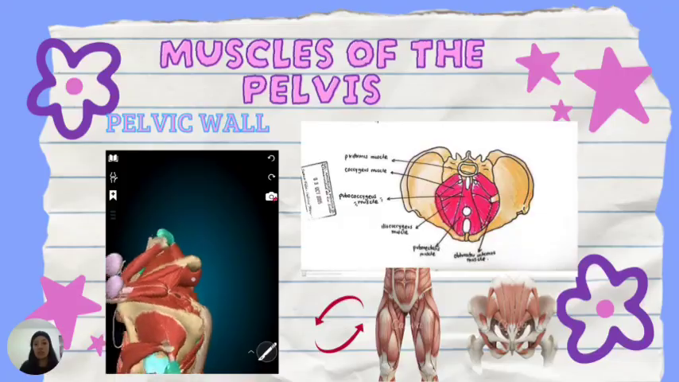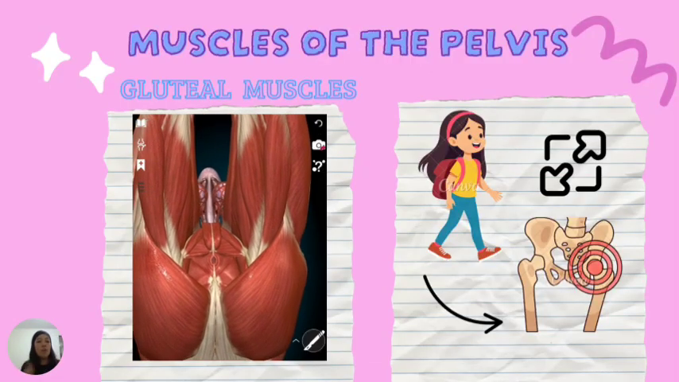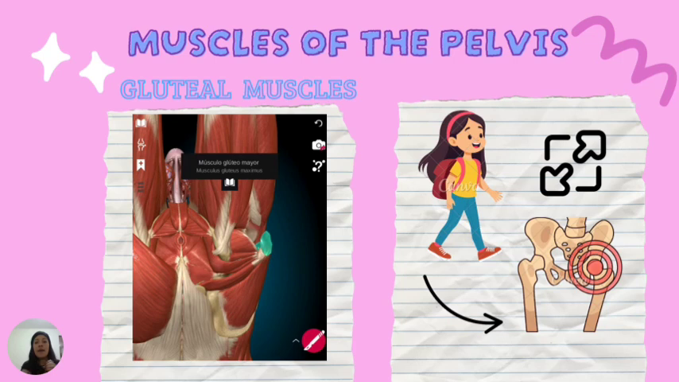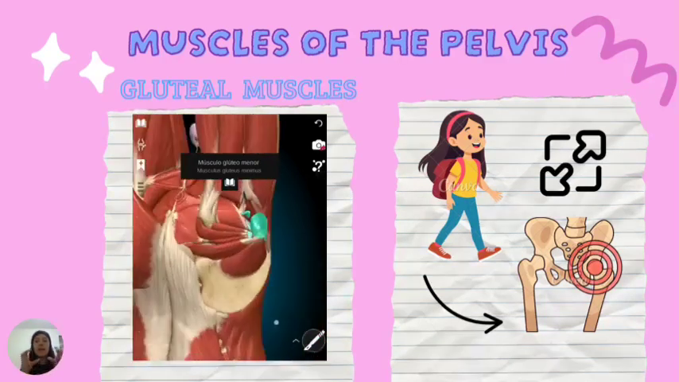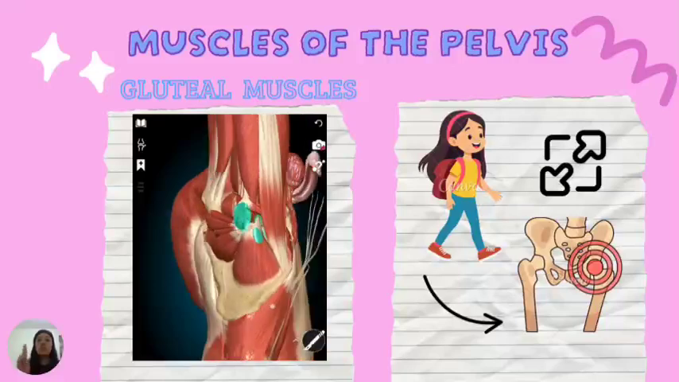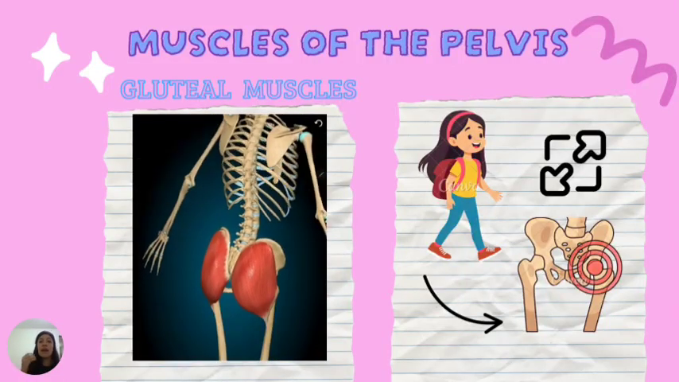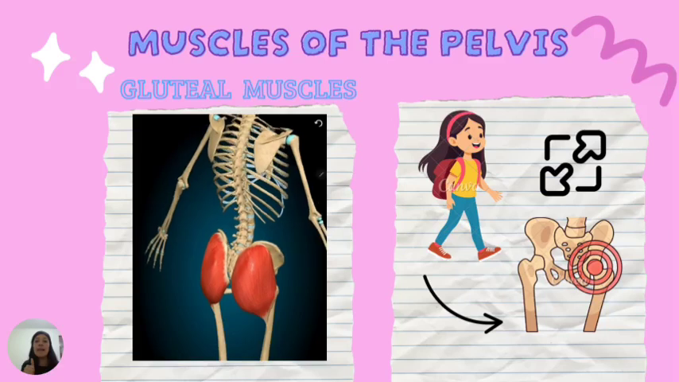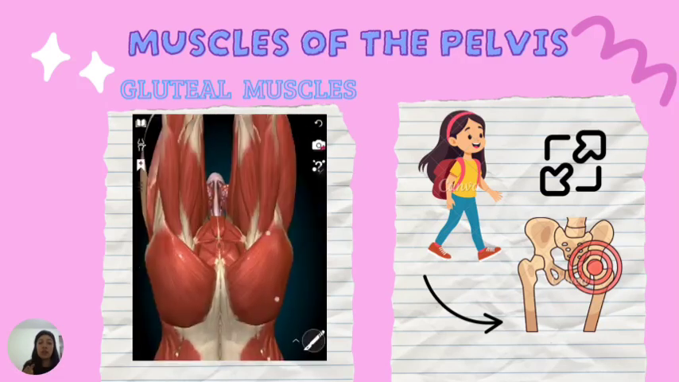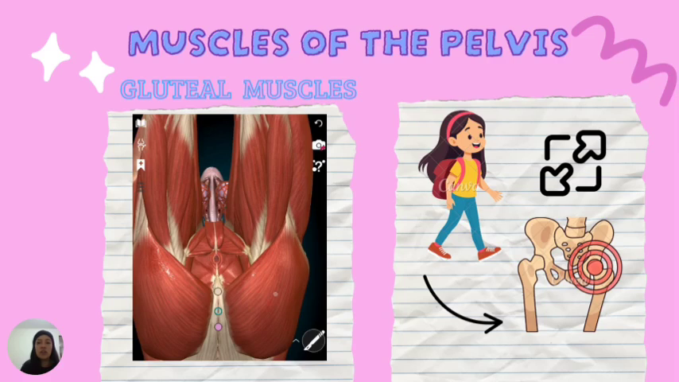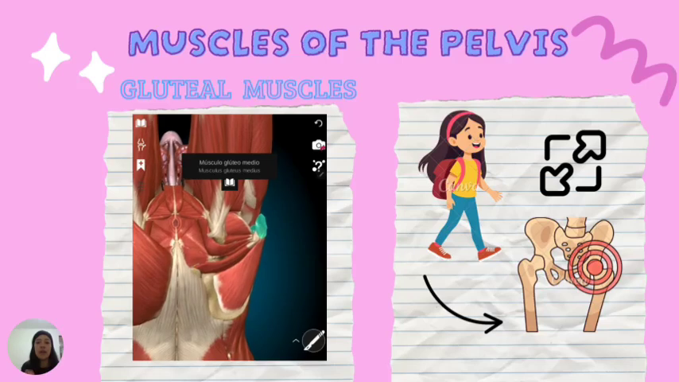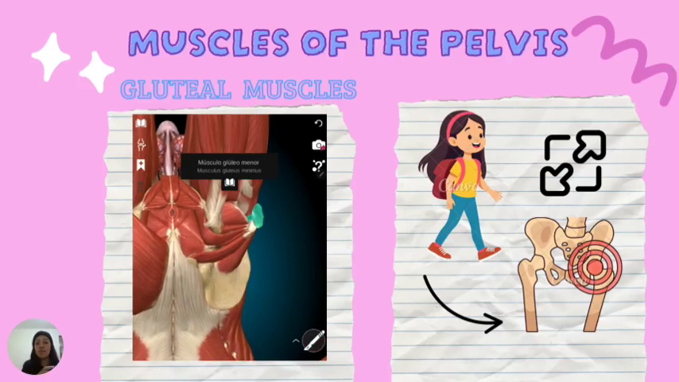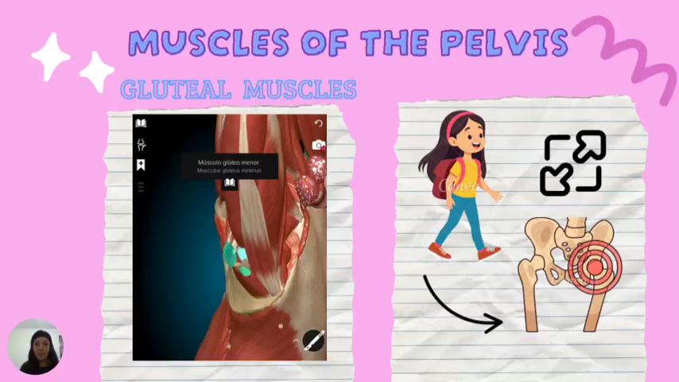Then we have the most important muscles when we talk about stability, the gluteal muscles. The gluteal muscles are divided into the maximus, medius, and minimus. They act as the main extensors and abductors of the hip, and are essential for walking, climbing, and maintaining upright posture in the different movements of our body.